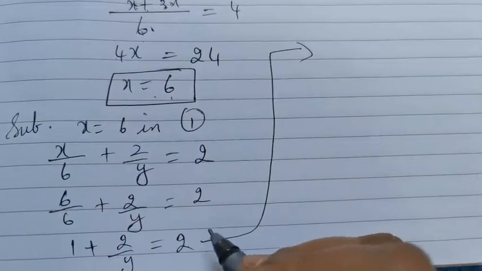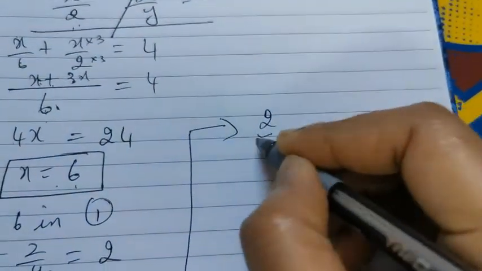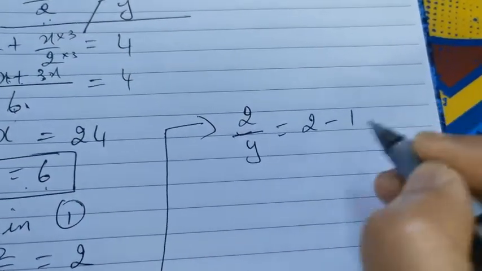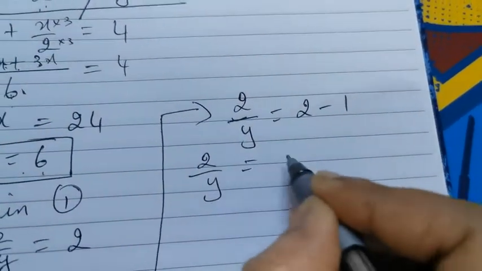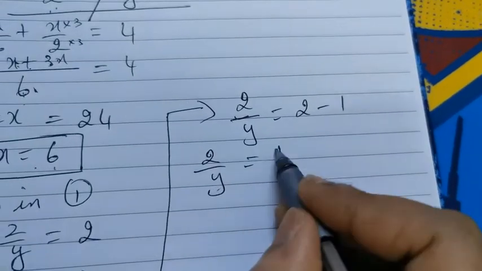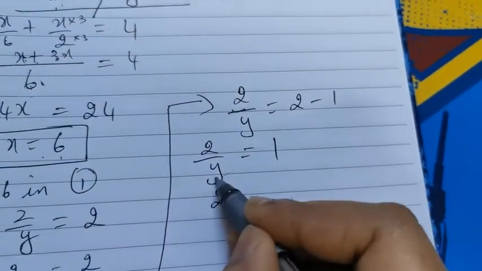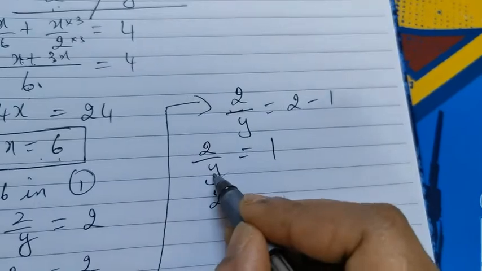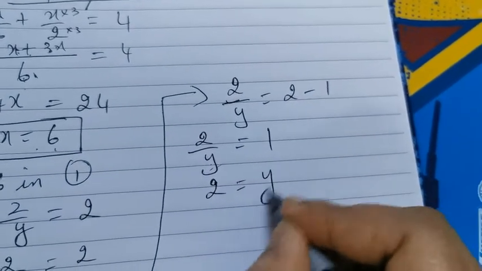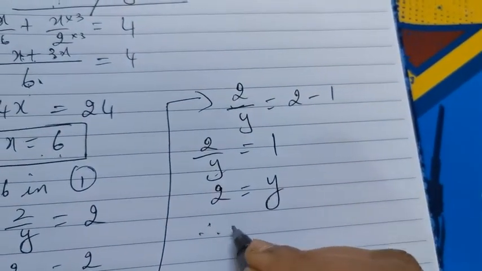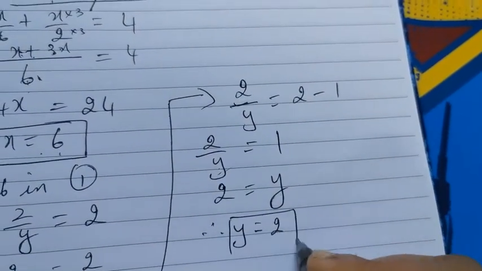So 2 minus 1 is 1. So 2 by y is equal to 1. Now when I cross multiply, I will take this y this side. When division goes to the other side, it becomes multiplication. Therefore 2 is equal to y. Therefore the value of y is 2.